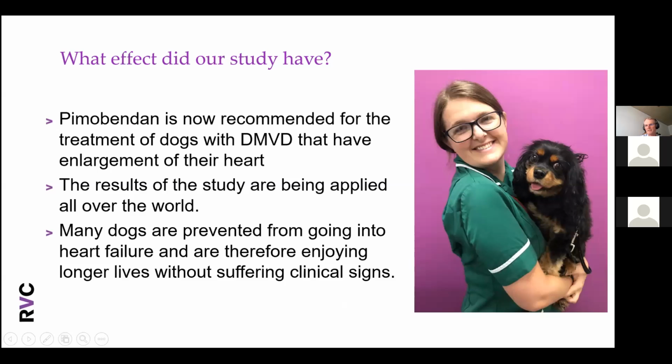So what effect did our study have? Well, what the effect was is that since we published it in 2016, it is now pretty much globally recommended that dogs with this condition at that stage receive pimobendan. So dogs with degenerative mitral valve disease with enlargement of their heart are getting the drug. And the gratifying thing that that means is that lots and lots of dogs now around the world are prevented from going into heart failure, or at least are taking longer to go into heart failure than they otherwise would, because of the fact that they're receiving this drug. And that's a really nice thing to be able to conclude.